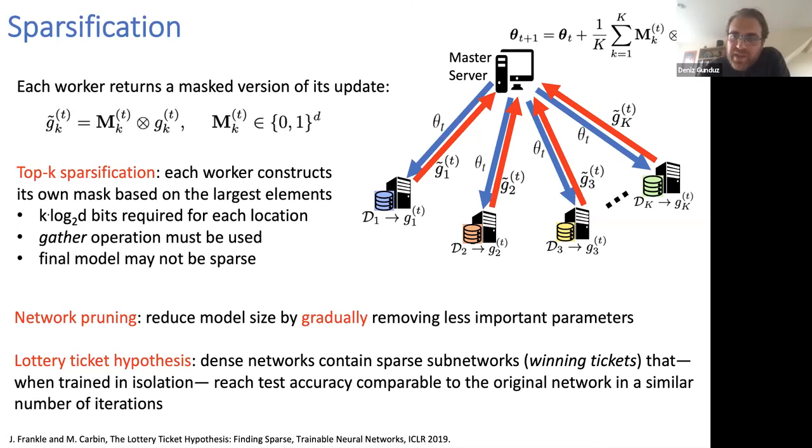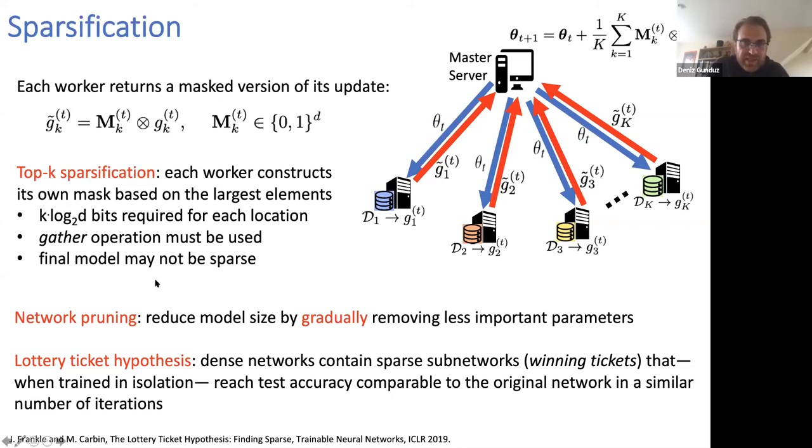Another limitation is that you need to use a gather operation rather than the reduce operation. Since the masks are not the same across workers, you need to gather each one and then add them up, so in a way it's a bit less efficient. And once the parameter server gets all these masked versions, the overall model may not be sparse. This means that next time when the parameter server broadcasts the model to the users, it's not necessarily a sparse model.